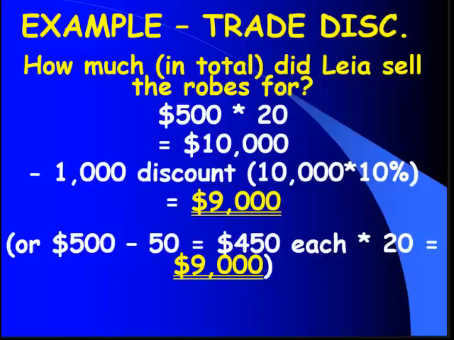Now there's another way we could figure that would give us the same answer. We could say $500 each minus 10%, that'd be $50, is what, $450 each I'm selling them for? Times 20, that also gives me $9,000. See, do we need the $10,000? Do we need the $1,000? No, we're going to completely ignore those. This is simply a $9,000 transaction.